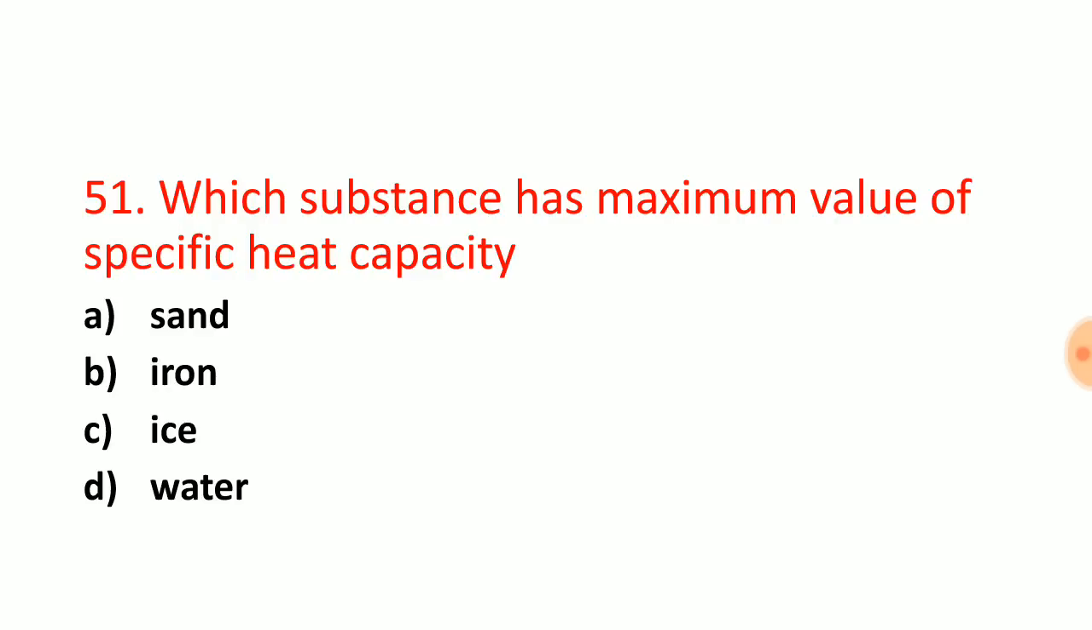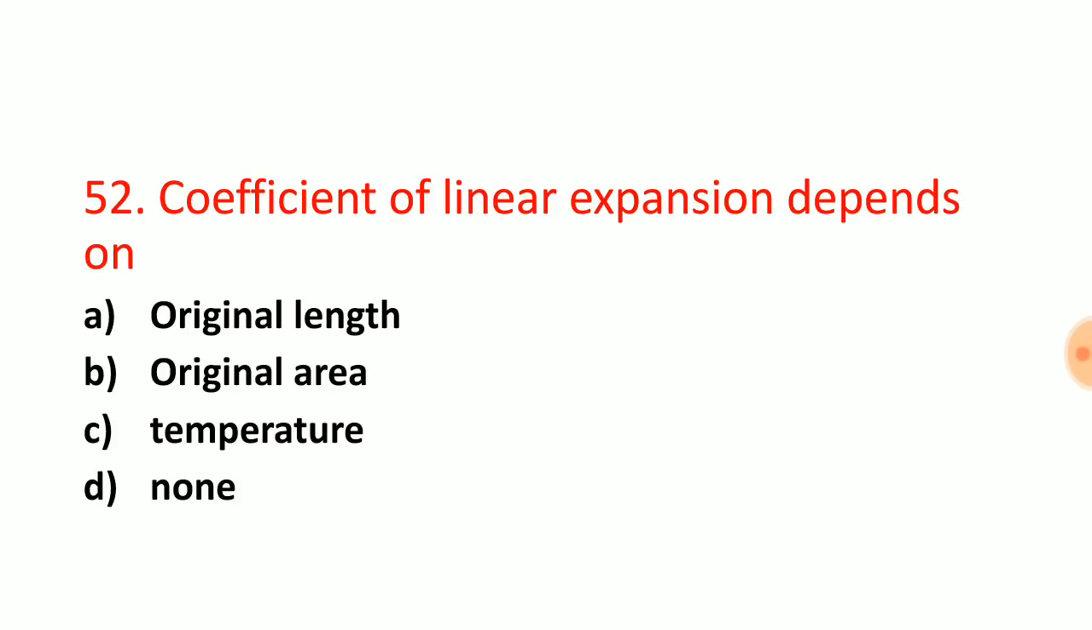Now question number 51. Which substance has maximum value of specific heat capacity? Answer is water, we know this. Question number 52. Coefficient of linear expansion depends on. Coefficient of linear expansion, coefficient of superficial expansion, coefficient of cubical expansion are very important terms for your class 11 in heat and thermodynamics.